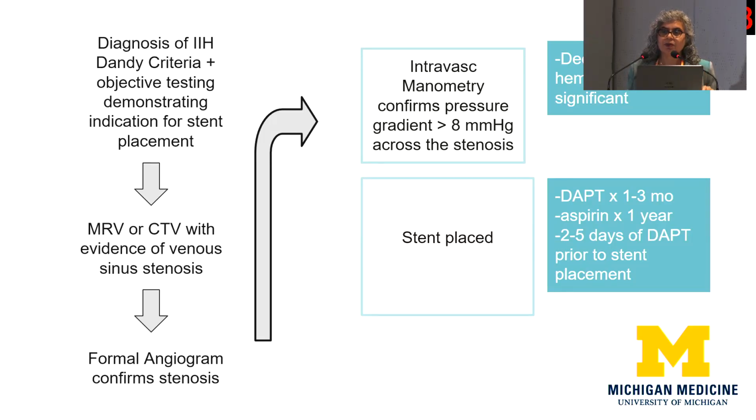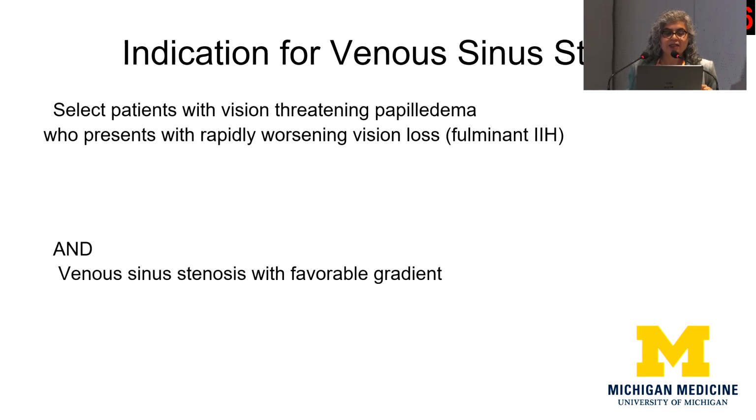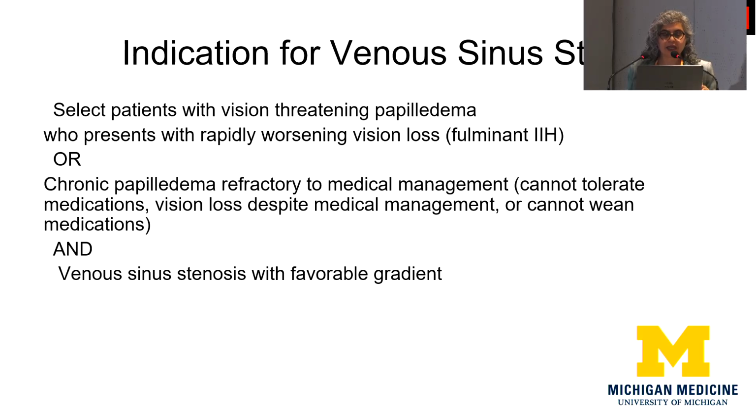So what is the indication? Just summarizing, select patients with vision-threatening papilledema who present with rapidly worsening vision loss, that is the fulminant IIH, and venous sinus stenosis with favorable gradient, or chronic refractory papilledema.